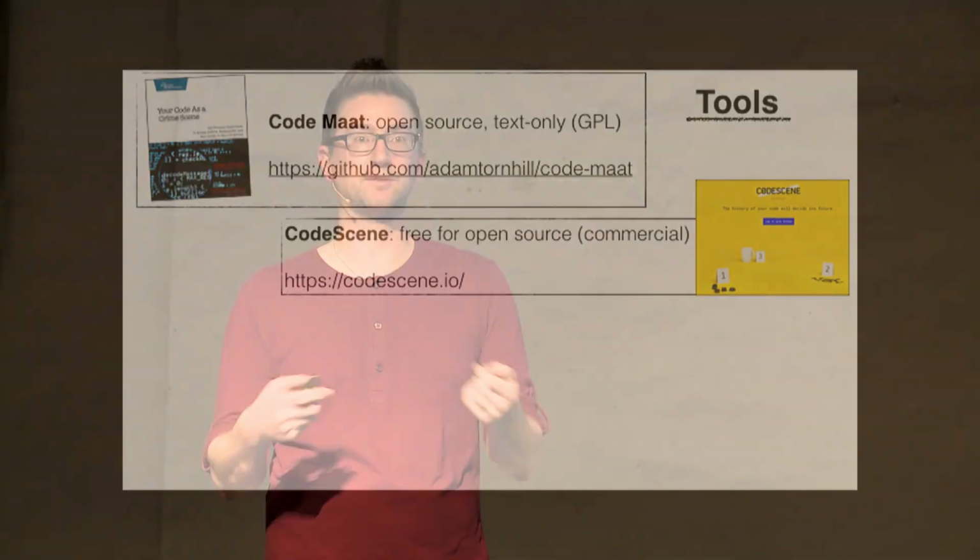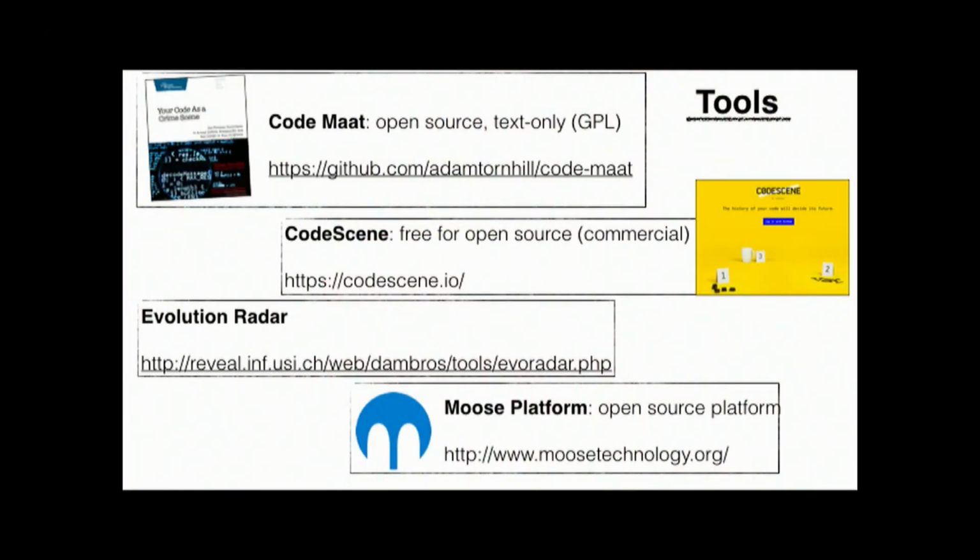What I work on these days is a tool called CodeScene. CodeScene is my attempt at automating all this stuff. So it's basically press a button and get the results. It's also available for free for an open source project at CodeScene.io. There's also some interesting tools in the academic field. One of my favorites is the evolution radar, which is particularly strong on temporal coupling. And if you would like to build your own tools, I recommend that you have a look at the Moose platform. The Moose platform is not only a great framework, it's also a perfect excuse to learn to program in Smalltalk.